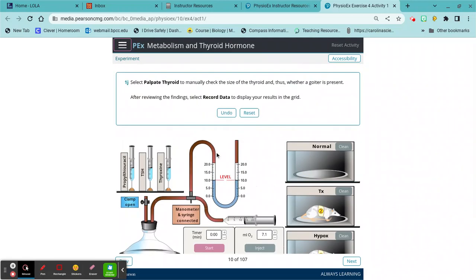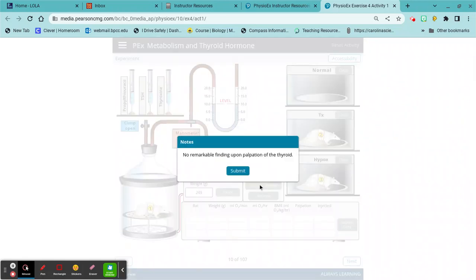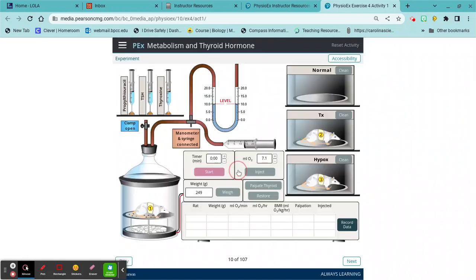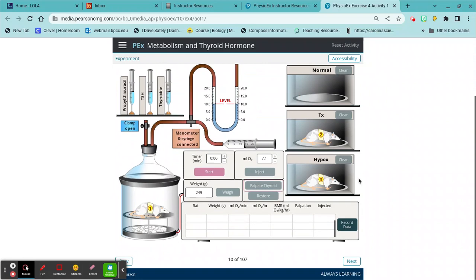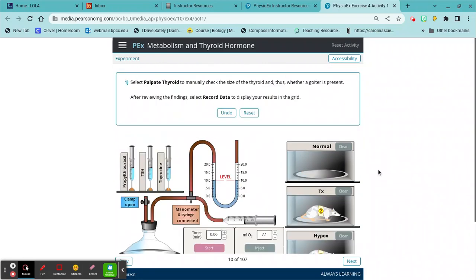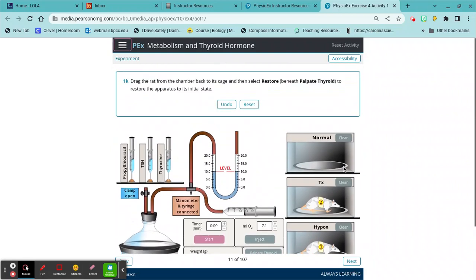So select the palpate thyroid to manually check the size of the thyroid and thus whether a goiter is present. Okay, so we're going to push palpate thyroid. No remarkable findings, so that means that we did not find a goiter. So we're going to record the data and display on the grid. We're going to record data, so it now displays it. Okay. So we then move to the next.